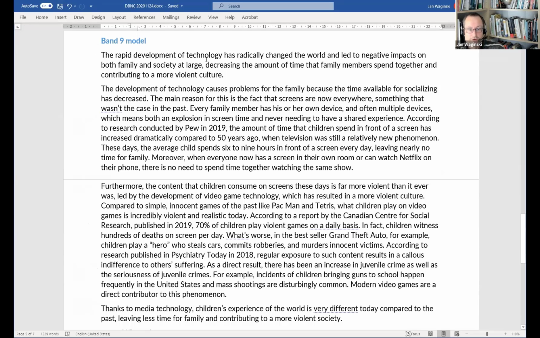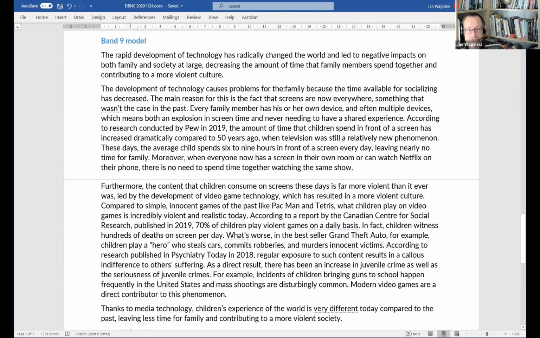The rapid development of technology has radically changed the world and led to negative impacts on both family and society at large, decreasing the amount of time that family members spend together and contributing to a more violent culture. So there's our thesis statement.